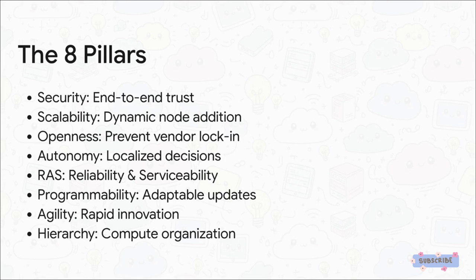Then we have RAS, which stands for reliability, availability, and serviceability. Programmability ensures we can push adaptable over-the-air updates. Agility lets our applications fluidly jump back and forth between the cloud and the edge. And finally, hierarchy, which organizes all these compute resources into distinct, manageable layers.